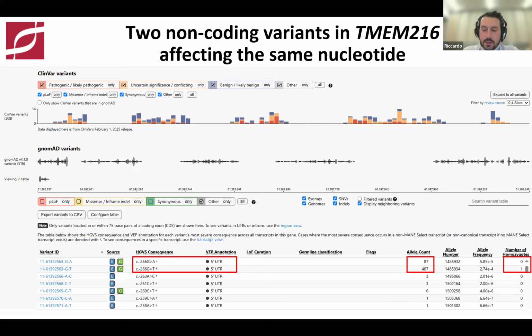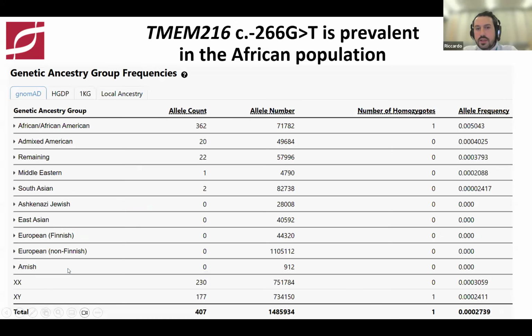So if you use this database a little bit more extensively, and you click on the variant ID, you will go to another page in which you will see, for this variant present 407 times, in what populations it has been found. And you will be surprised that the majority of the variants are present in African or African American populations and completely excluded, not found in a European population.